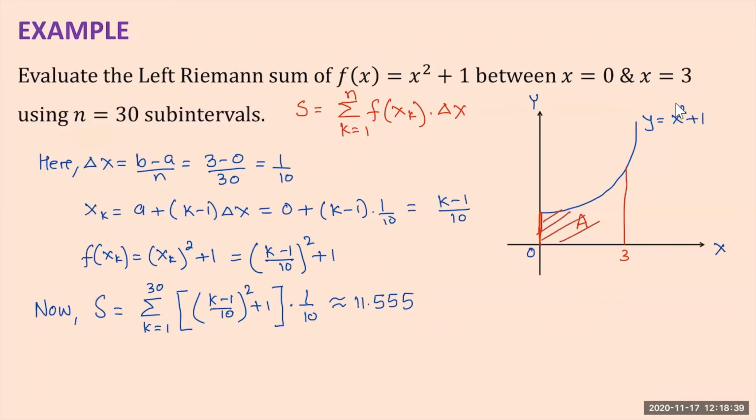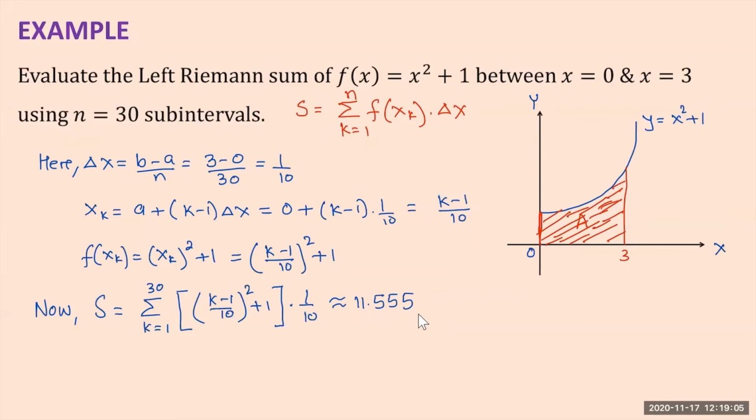In order to find this area, what we are doing is we are constructing 30 small rectangles. We are finding the area of each rectangle and adding them. And the quick process is this one. So that is the approximate area. Remember that this area which is here is the approximate area, because Riemann sum will give you the approximate value of the area. The approximate area is 11.555.